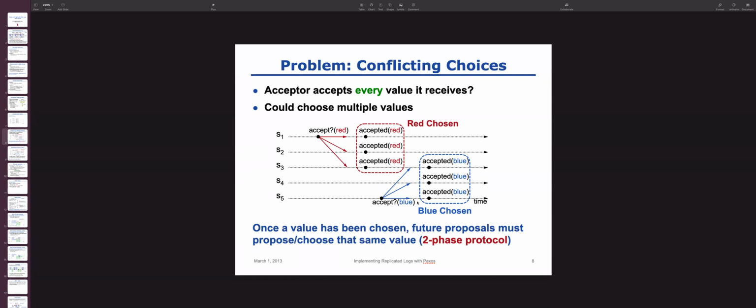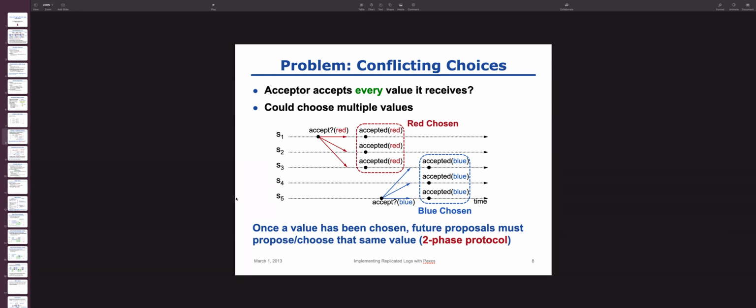When it proposes blue, it has to learn if any value is already accepted. From this point you can understand whether, in this system, other servers have accepted any value. In that case it can choose that value, and it can transfer that value actually.